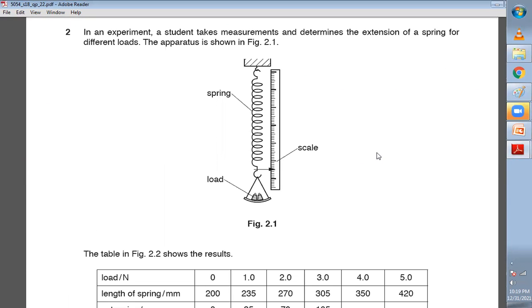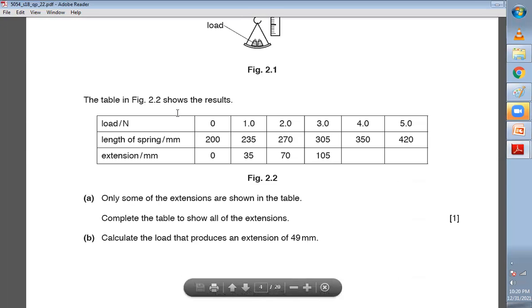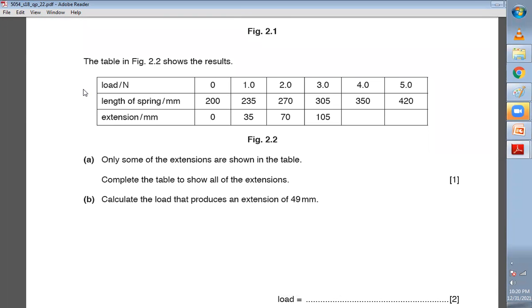In an experiment, a student takes measurements and determines the extension of a spring for different loads. The apparatus is shown in figure 2.1. So here we have a spring. Here you are putting loads. So if they put loads, they note down how much is the extension. How much is the length, and from there you can calculate the extension.